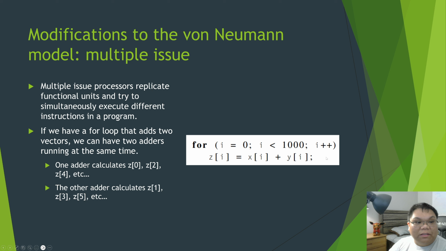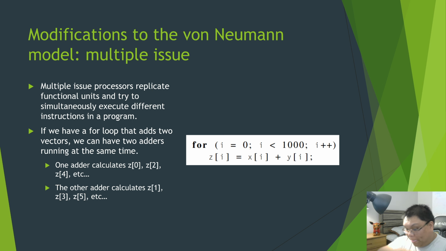There's another modification to the von Neumann model called multiple issue. Multiple issue processors replicate functional units and try to simultaneously execute different instructions in a program. So consider this for loop, a for loop that adds 2 vectors. We have 2 vectors represented by arrays x and y. We are adding these 2 vectors and storing the result in a third vector, z.